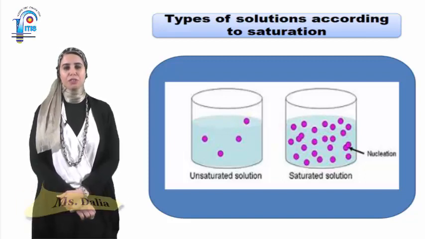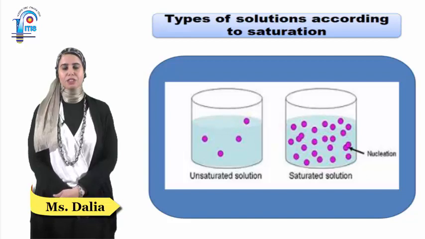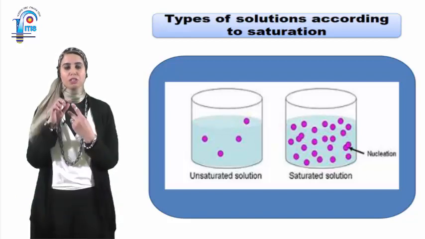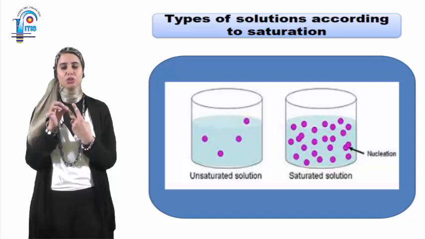So let's start with the first lesson, which is known as the solution. What is meant by solution? A solution has two parts, which are the solute and the solvent. The solute is the part which is dissolved. The solvent is the part which carries the solute itself.